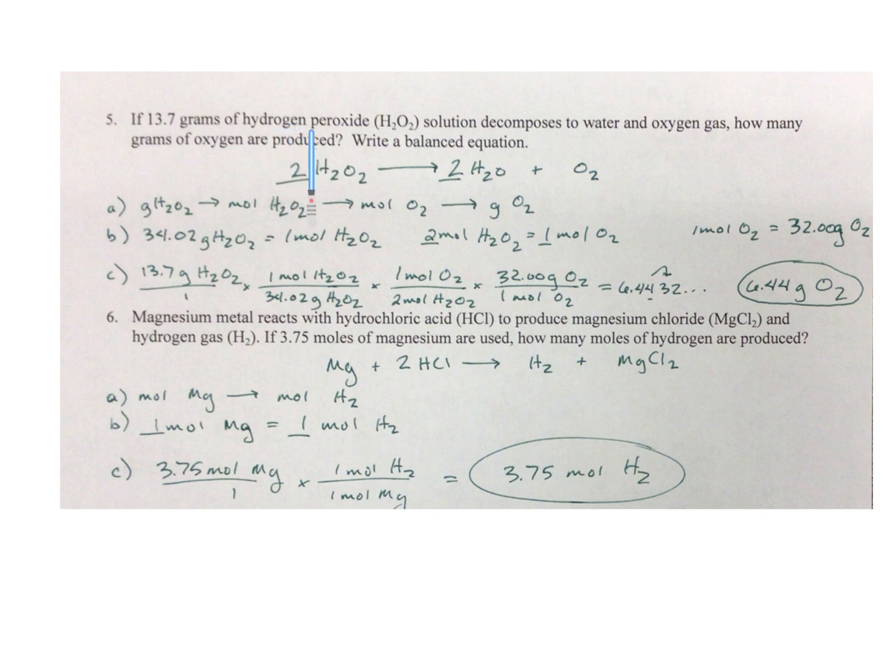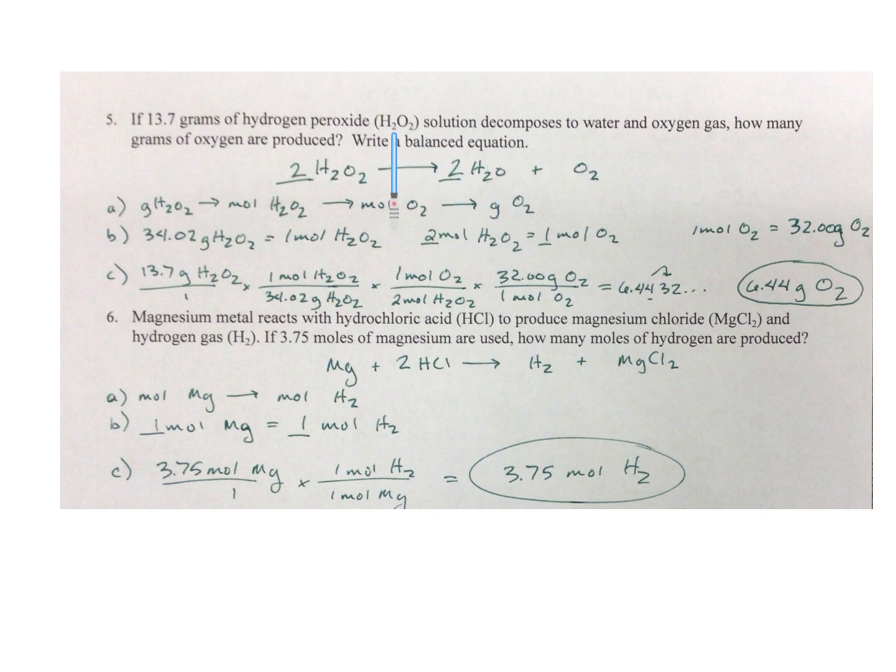Question 5 tells you that you have hydrogen peroxide and it decomposes to water and oxygen. In order to do stoichiometry, you need an equation. So here's the balanced chemical equation. I started by writing just the hydrogen peroxide decomposing to make water and oxygen. And then I balanced it.